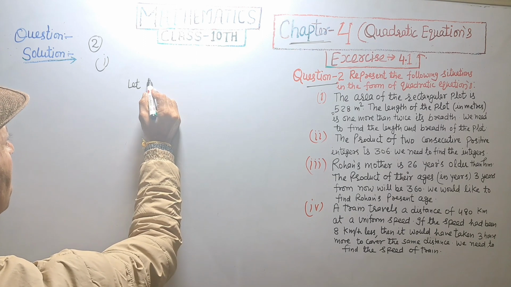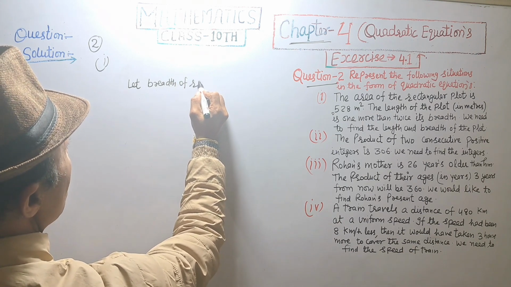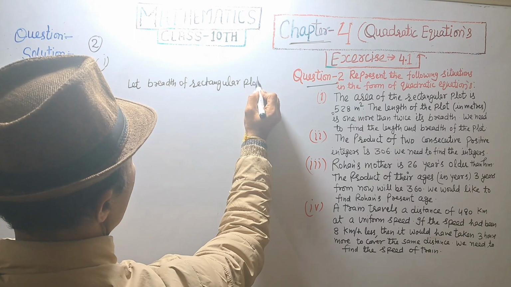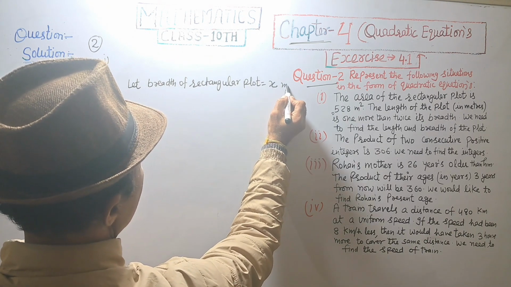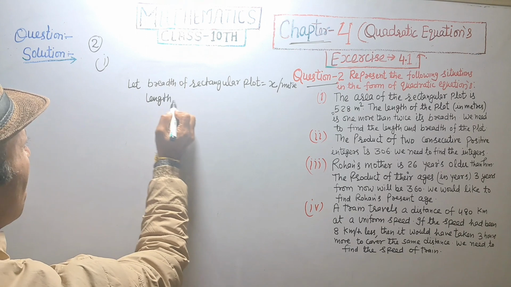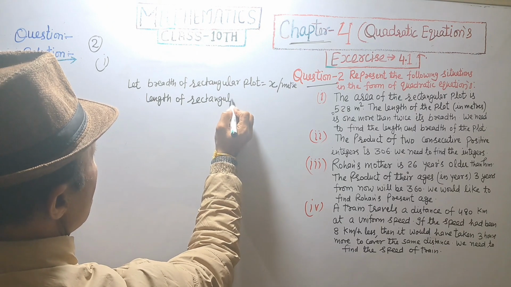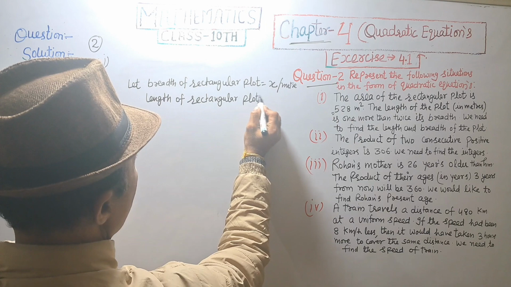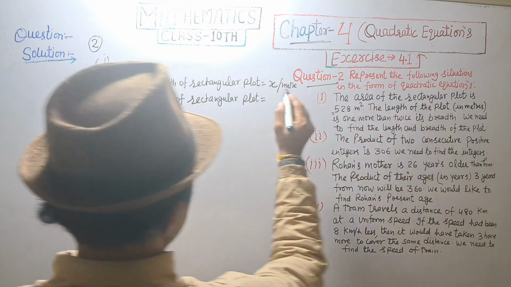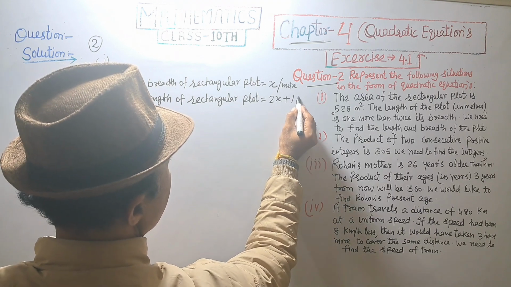Let the breadth of the rectangular plot be x meters. The length of the rectangular plot is 1 more than twice its breadth, that is, 2x plus 1 meters.